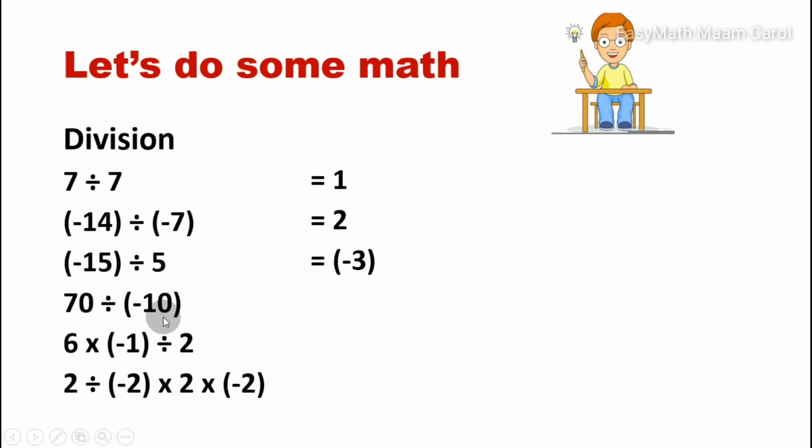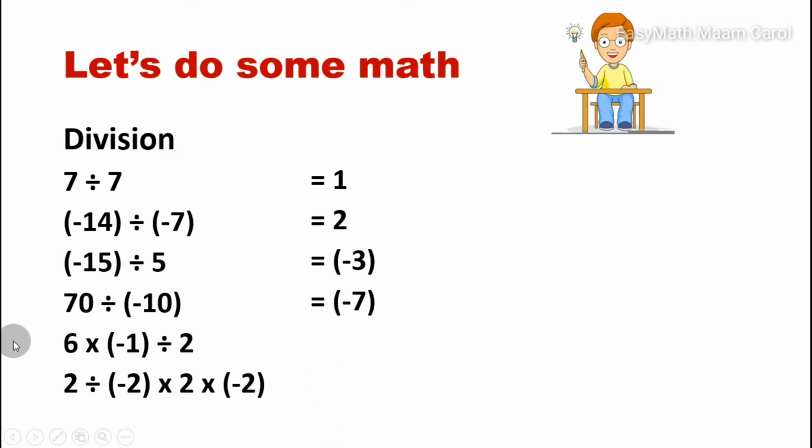And then this one, 70 divided by negative 10. Same technique. Let's divide the absolute values. 70 divided by 10 is 7. So we have 7 here as the quotient. And then what is the sign? Since our negative sign is only 1, the answer is negative 7.